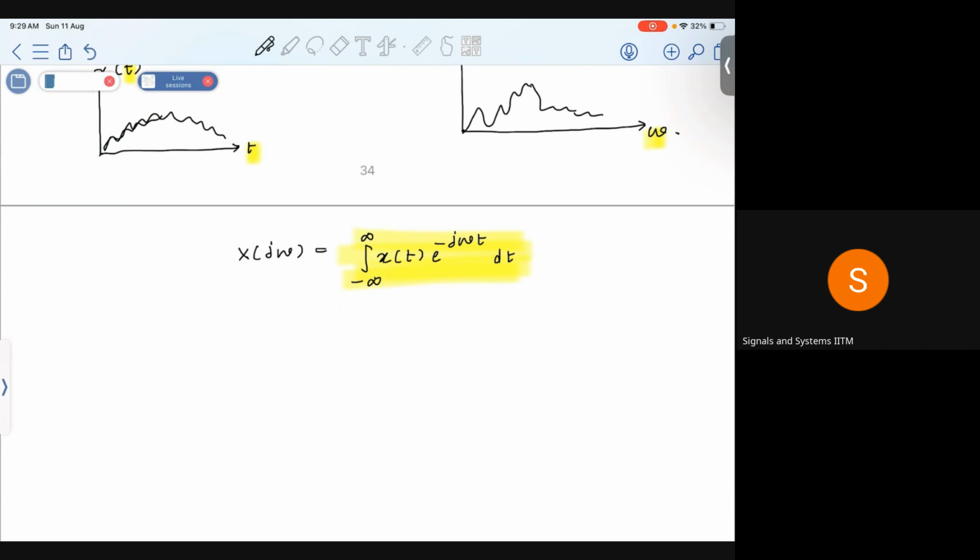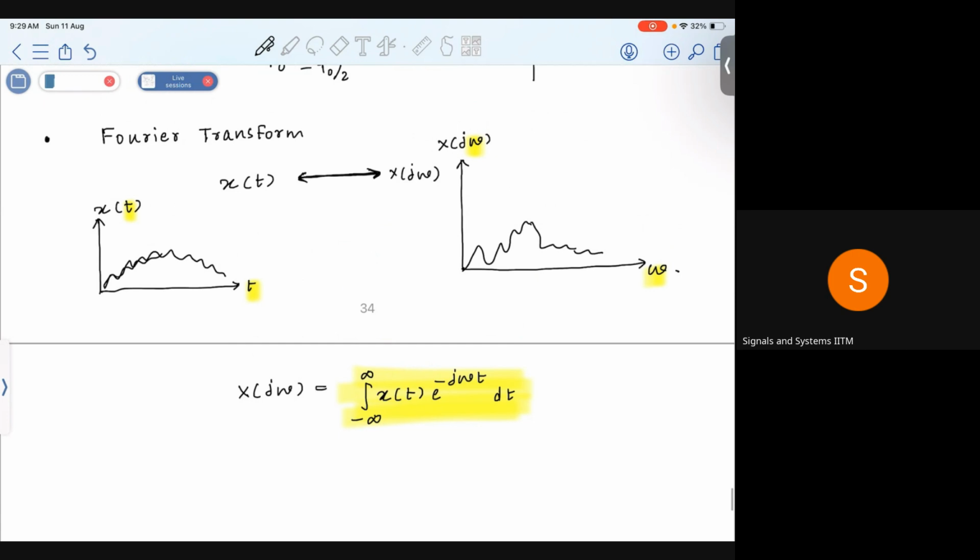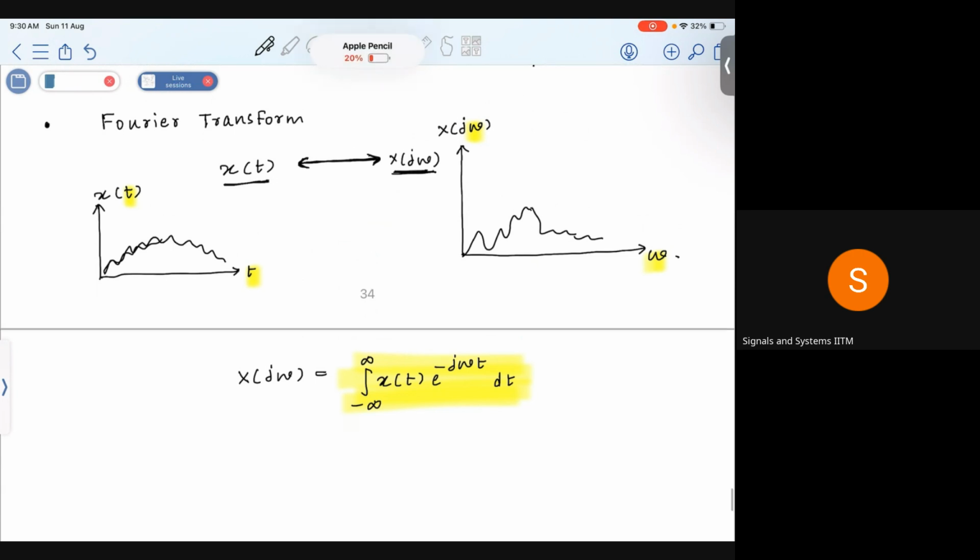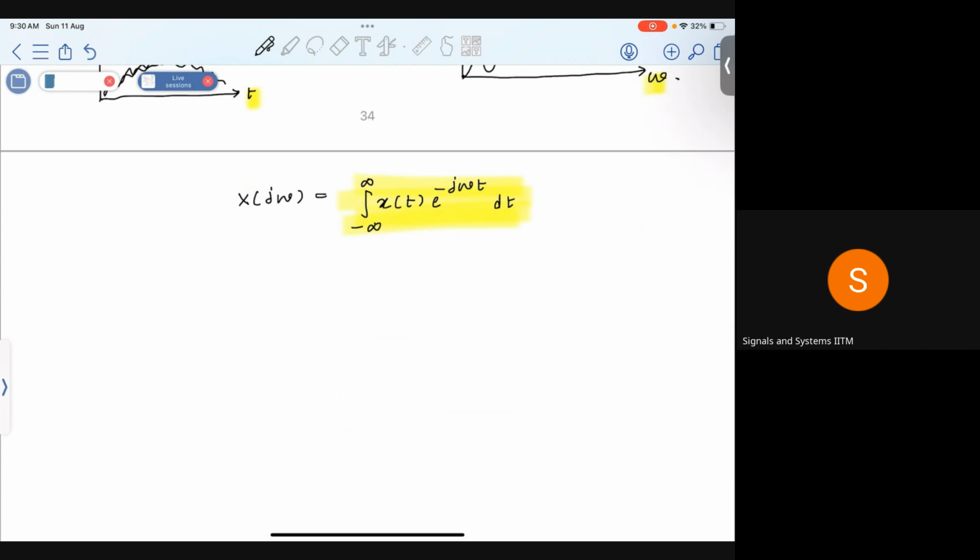And this is a one-to-one mapping. For every x of j omega, for every signal in the frequency domain, there is a signal in the time domain. Likewise, for every signal in the time domain, there is a signal in the frequency domain. Under Dirichlet conditions, there are a few more conditions, but Dirichlet conditions are sufficient conditions to check, at least for this course. Okay. And how do you come back from the frequency domain to the time domain? You have to do something like this for the frequency domain signal.